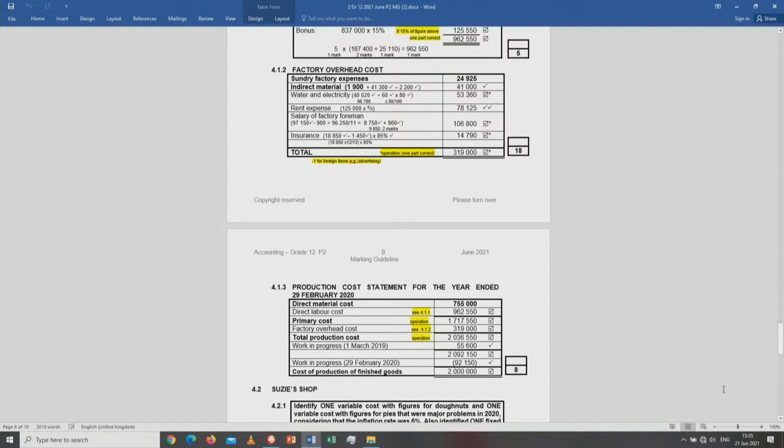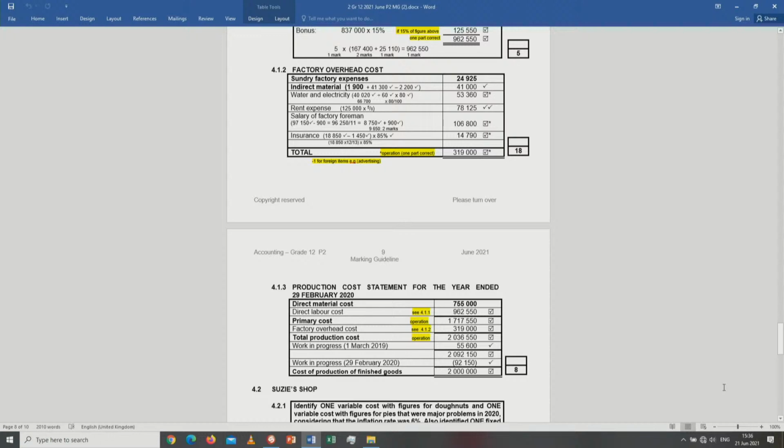Not the 125 one and a 5/8, 2 full marks for 78,125. The salary of the foreman, the 97,150 carries 1 mark. Your 9,650 can be 2 marks, or the learner can say 8,750 plus the 900 can also be 2 marks. And then your final answer, a method mark there as well. Insurance, 18,850 carries 1 mark, 1,450 carries 1 mark, the 85% carries 1 mark, and then your final answer, 14,790, 1 mark. The final answer, 319,000, is a method mark.